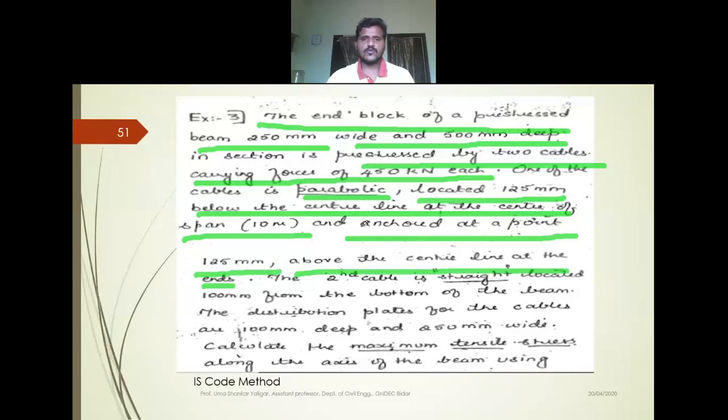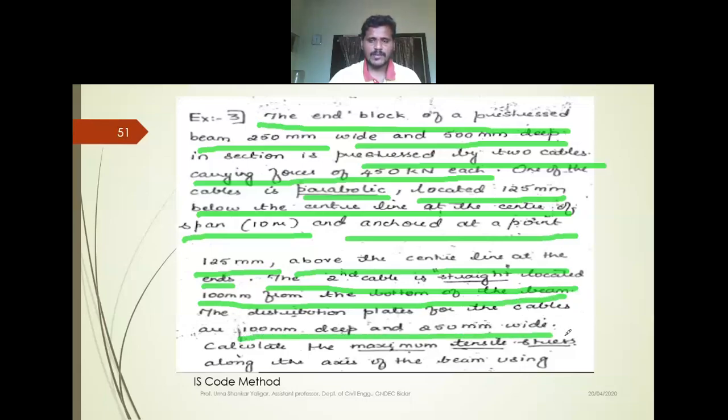Yes, there are two cables. One of the cables is parabolic, located 125 mm below the center line at the center of the span, whereas the other is anchored at a point 125 mm above the center line at the ends. This is what he has given about the first cable. But the second cable is straight, located 100 mm from the bottom of the beam. And the distribution plate for the cables he has given as 100 mm deep and 250 mm wide. He has given the plate depth and also the plate width.